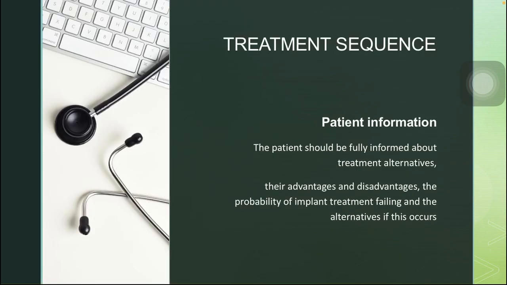For a treatment sequence, first of all is patient information. The patient should be fully informed about treatment alternatives, their advantages and disadvantages, the probability of implant treatment failing, and the alternative if this occurs.